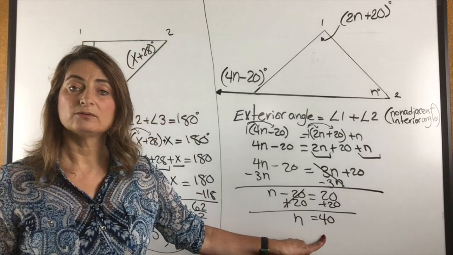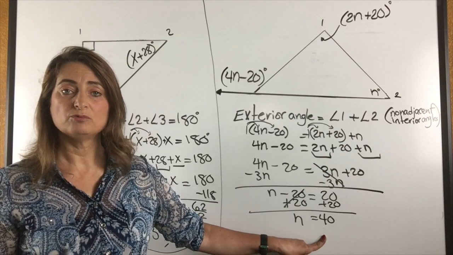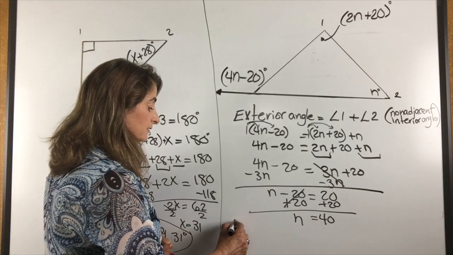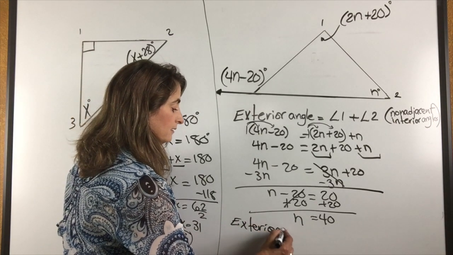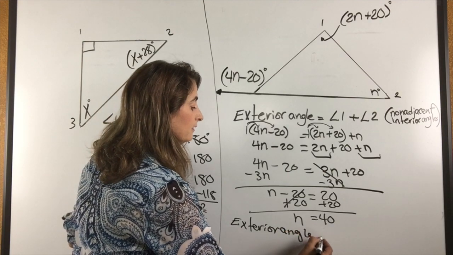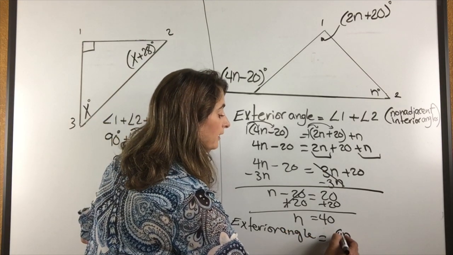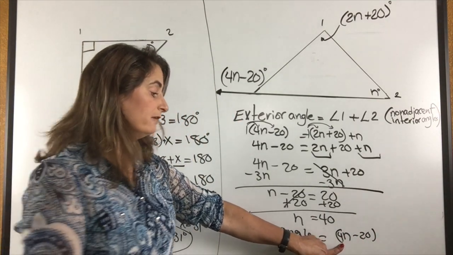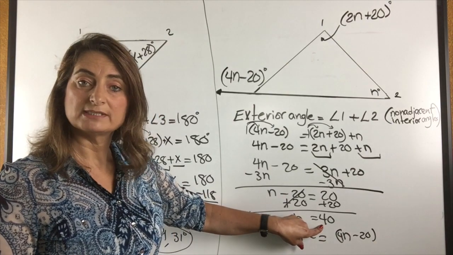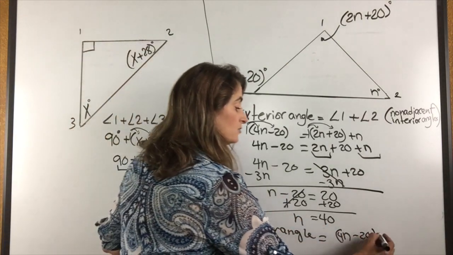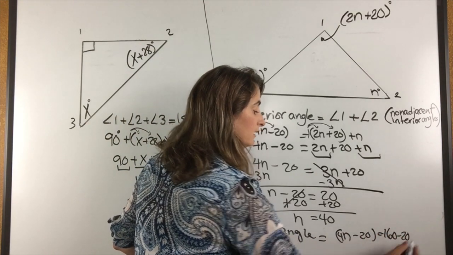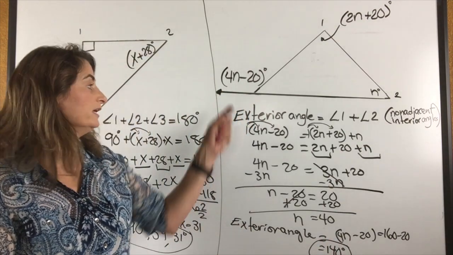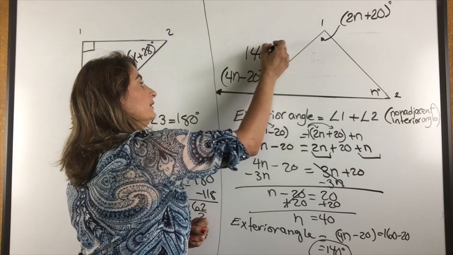Is that the exterior angle? No. So make sure you answer the question by finding the measure of the exterior angle. And the exterior angle is equal to 4n minus 20. And since n is 40, we already know that. 4 times 40 is 160 minus 20. So 160 minus 20 equals 140 degrees. And that's your answer. So the measure of the exterior angle equals 140 degrees.